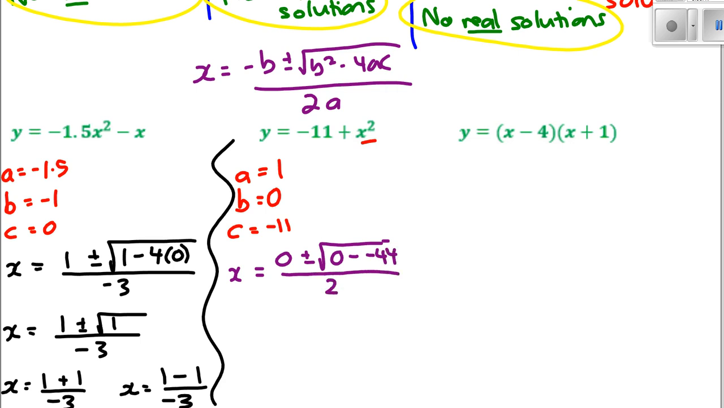I'm being a little slack. If you're doing it properly, you should be subbing in everything into the quadratic formula properly. But I'm doing this quickly so as not to bore you senseless. So 0 plus or minus the square root of 0 minus negative 44 gives you plus 44, over 2. Simplify the square root of 44: would you agree it's 4 times 11? So the square root of 4 is 2. So it's 2 root 11 over 2.